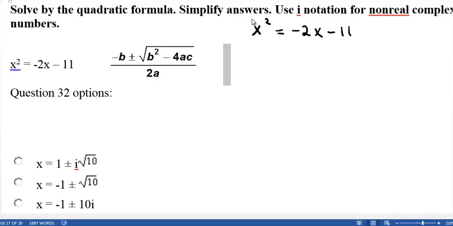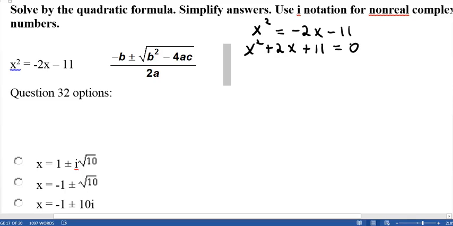Solve by the quadratic formula: x squared equals negative 2x minus 11. The first thing that we need to do is set the equation equal to 0. So we need to move the negative 2x and the negative 11 from the right-hand side of the equal sign to the left-hand side. We do that by simply taking the opposite. So this would give us x squared plus 2x plus 11 equals 0.